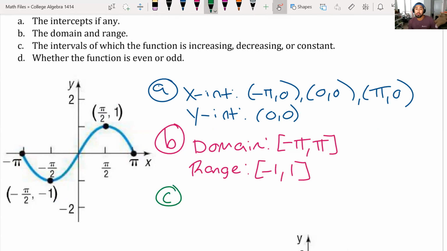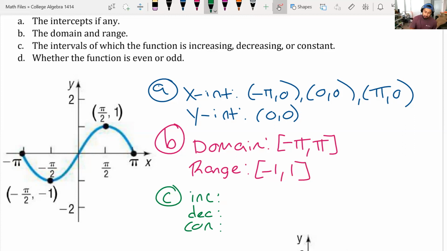Find intervals of increase, decrease, or constant. I'll shorten it up. There we go. Increase, decrease, constant. Okay, and the way we find these is we read the graph from left to right. And when we state intervals of increase or decrease, we always state and only state x values. We never ever state y values.